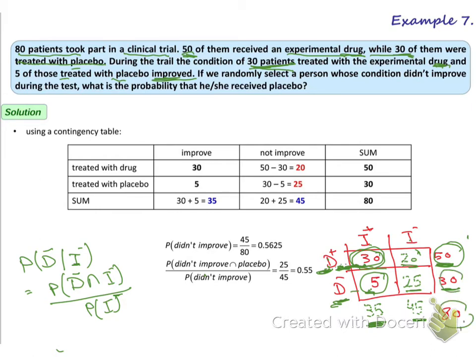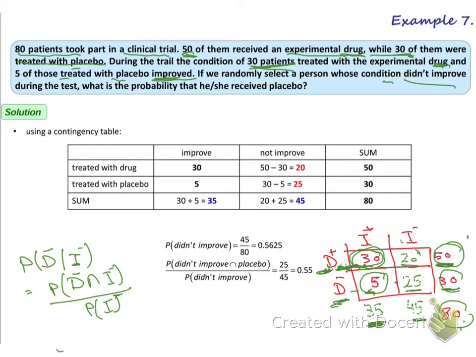So from here I can get the answer. If we randomly select a person whose condition did not improve, so improved negative, what is the probability that he or she received the placebo? Placebo means drug negative, so the probability would be 25 divided by the total number of people who received the placebo. But actually this is a little confusing, and you may divide by the wrong denominator. So the best way here is to follow the formulas which we have.